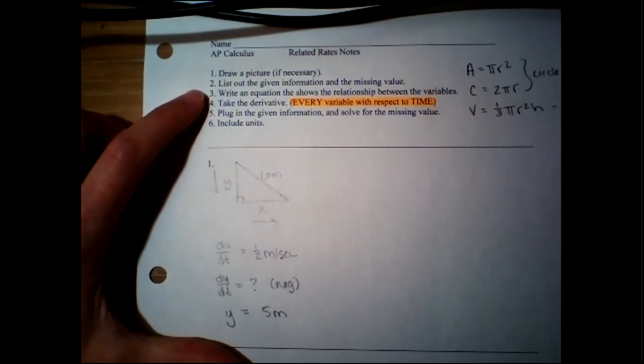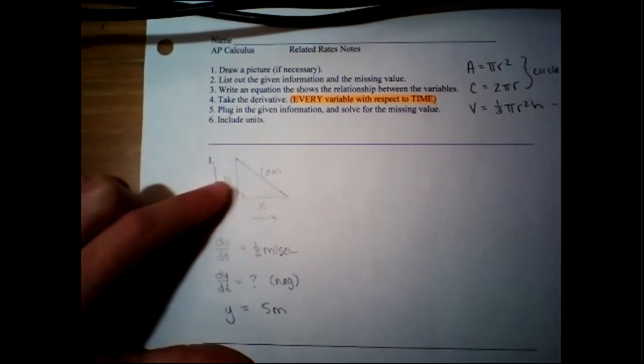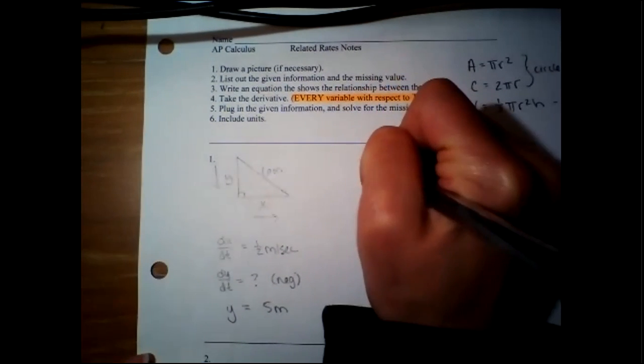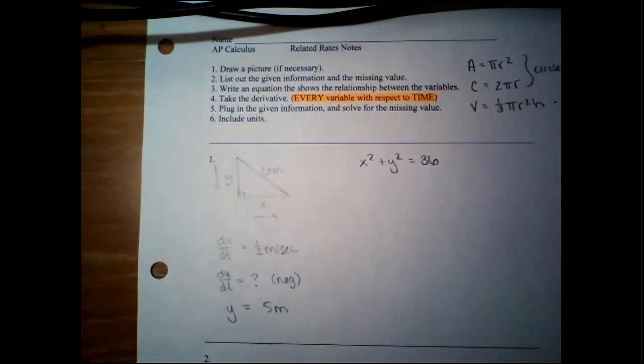And now we're going to do step 3, which Morgan already wrote in the chat there. This is going to be Pythagorean Theorem. So it's going to be x squared plus y squared equals 6 squared, which would be 36.